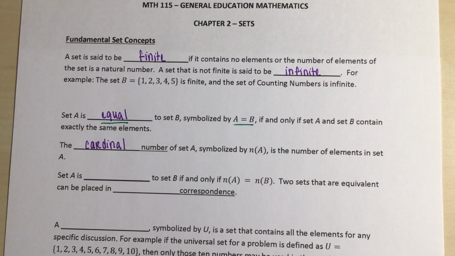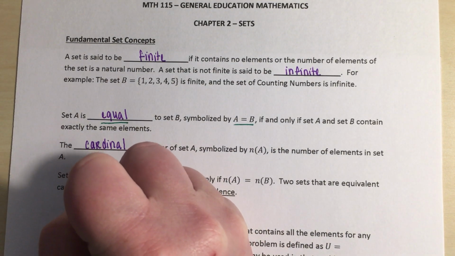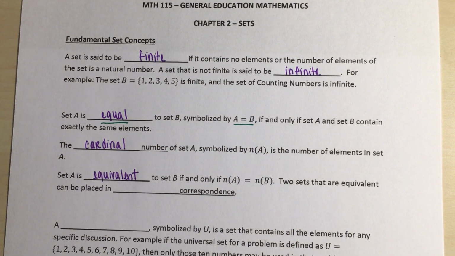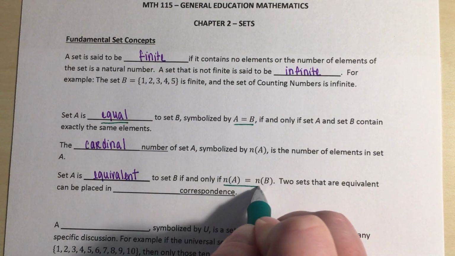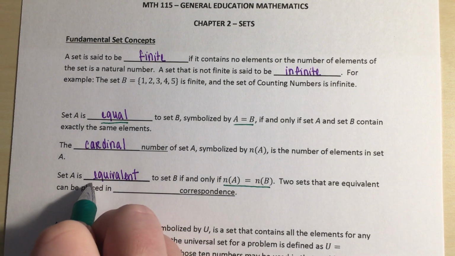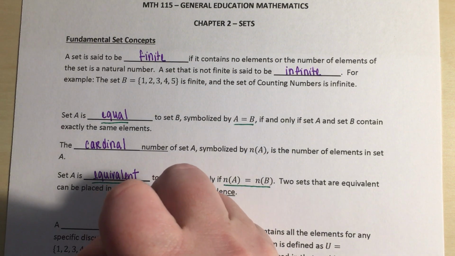Another definition that we're going to look at is the word equivalent. A lot of times equal and equivalent mean the same thing. That is not true when we're looking at sets. Notice that our symbols here are different than what we saw for equal. Equal means that what we have are exactly the same, whereas equivalent means that our sets have the same cardinality. So they have the same number of elements.